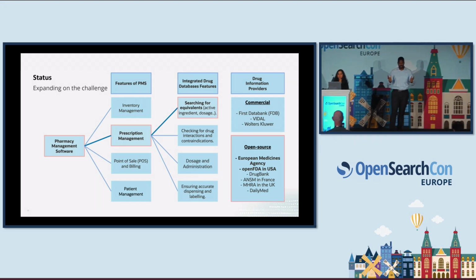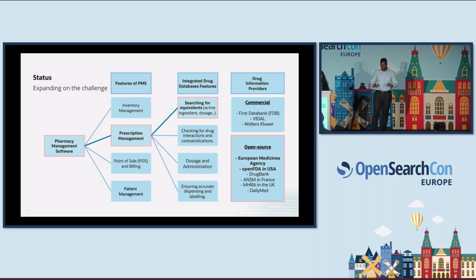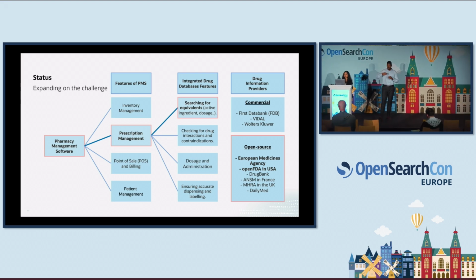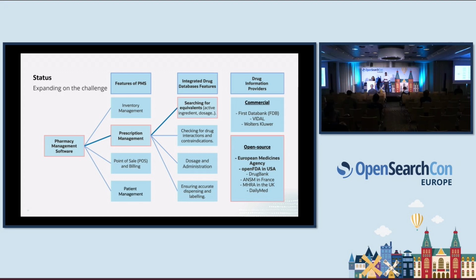On another point, we have the point of sale. These PMS systems also manage the point of sales and the billing, and also an understanding of the patients. So to understand the demographics in the place where you have your pharmacy and your patients, it will help you to manage this inventory and also know what drug you have to order, how to prescribe them, and so on. And then finally, we have the prescription management.